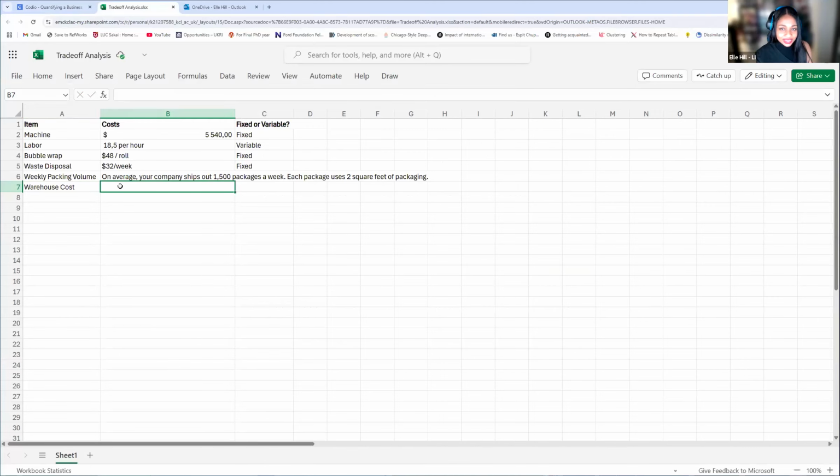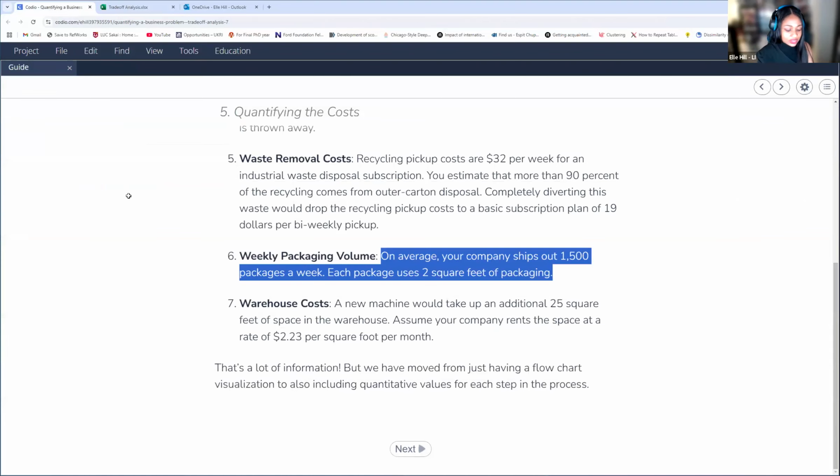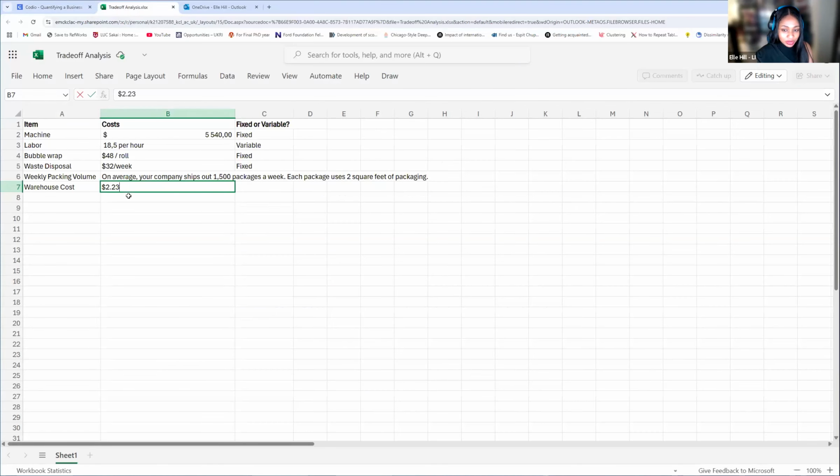Yes, exactly. This is going to be fixed because our machine is going to take up a set amount of space. That's not going to change because the machine size isn't going to change. And we have to pay this set amount every month. So let's make a note of this. So this is the 2.23 per month. And the per is actually dividing twice, so get rid of that. Okay. This is fixed. It is true that the price could change, but we're basing it off the information we have now. So we're going to say this is a fixed cost, but that is a good point.